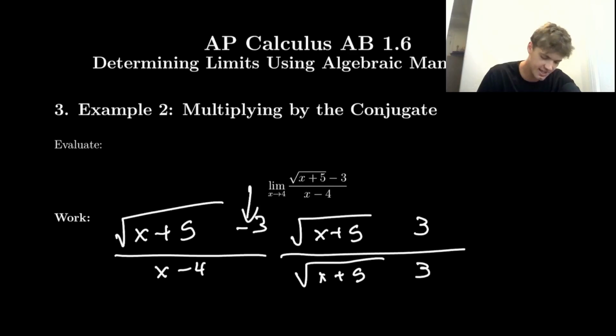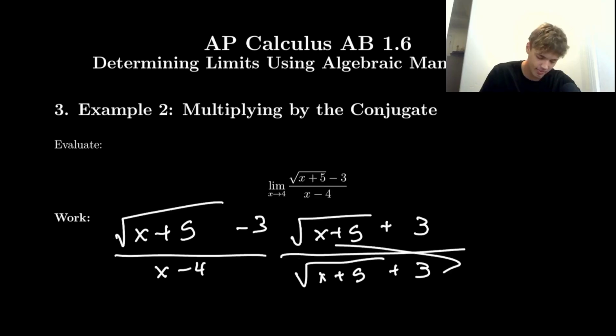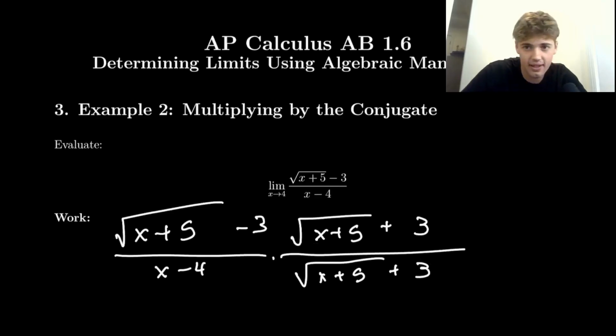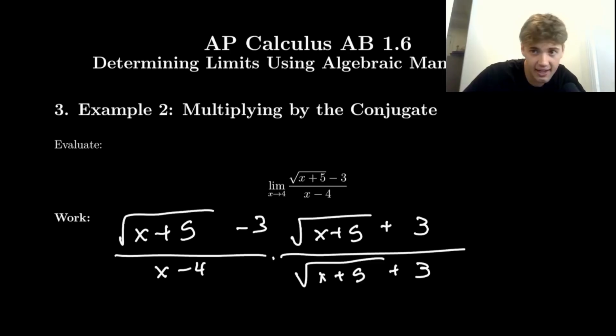But since this is negative, we make the other one positive. And we multiply the top and the bottom, these two things together. We multiply these together and we multiply these together. So I'll put that dot right there. This right here is the conjugate. It's the same square root, but instead of there being a subtraction sign, what we actually have is a positive sign, an adding sign.